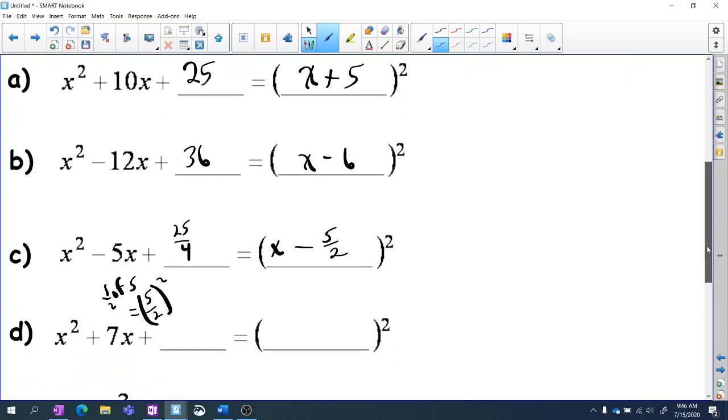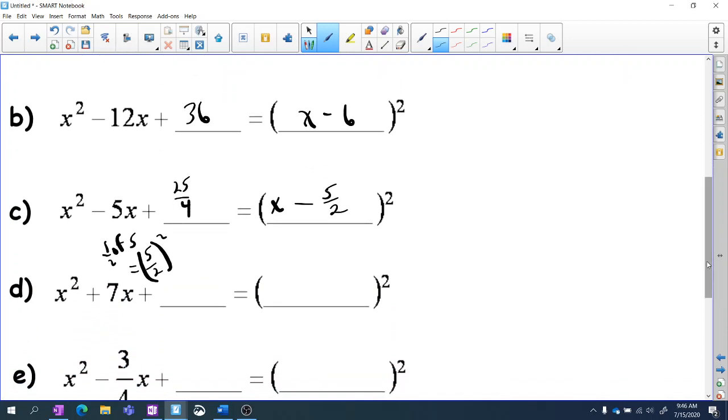Let's try another one like that. Take half of 7. If it doesn't go evenly, just put 7 over 2. Square 7 over 2: 49 over 4. Square root of the first, sign of the middle, square root of the last one.